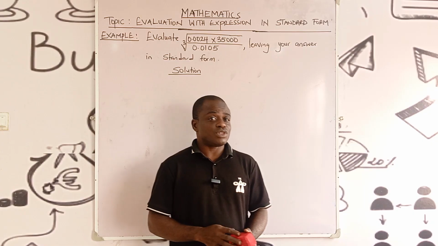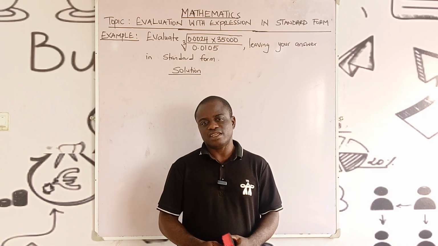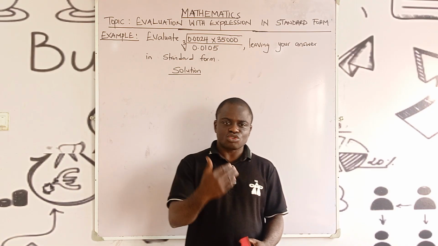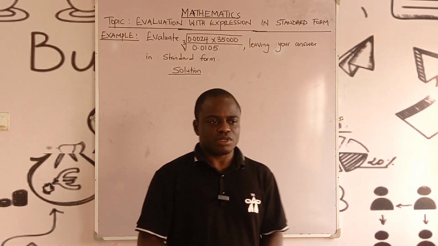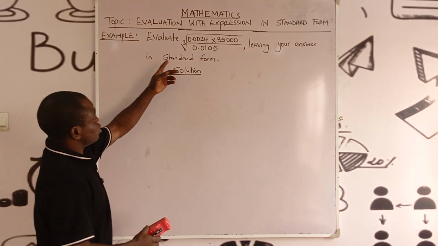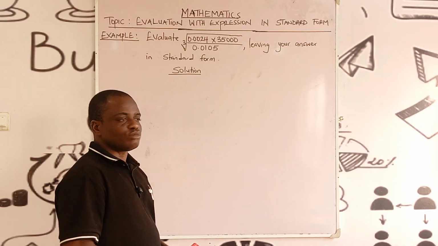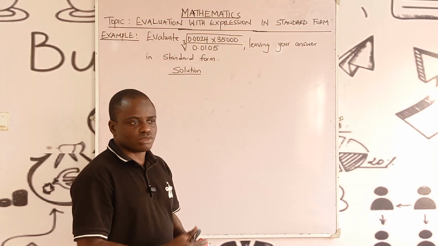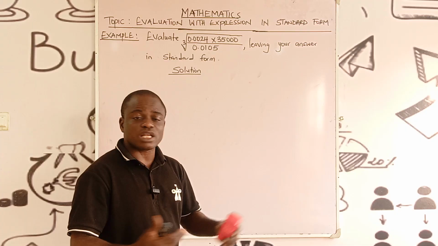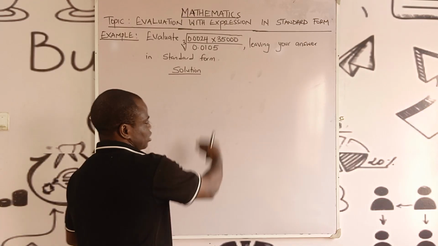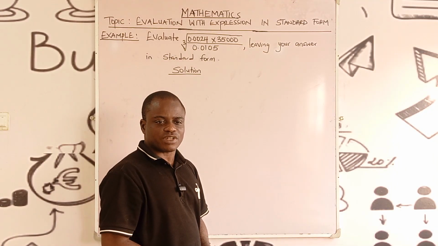Today we're considering evaluation with expression in standard form. Leave your answer in standard form. When you are told to leave your answer in standard form, follow the instruction strictly, please. Because some students, when they are asked to evaluate it in standard form, you see them pressing the calculator and putting down the answer, and they might just be awarded half mark. You lose a lot of marks. Make sure you express the steps, analyze the steps down before getting to the final answer.